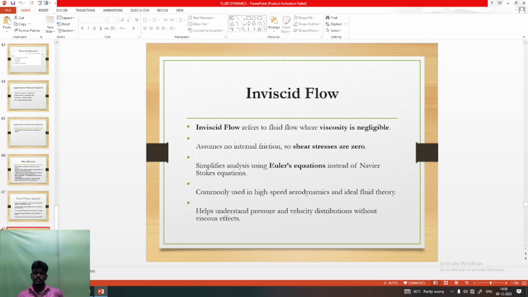It simplifies analysis by using Euler's equation instead of the Navier-Stokes equation. It is commonly used in high speed aerodynamics and ideal fluid theory. This helps understand pressure and velocity distributions without viscous effects.